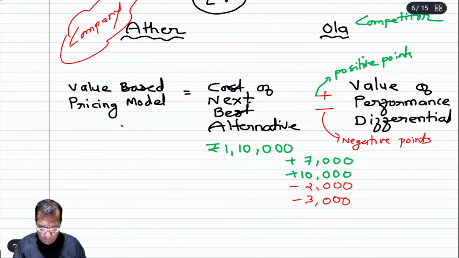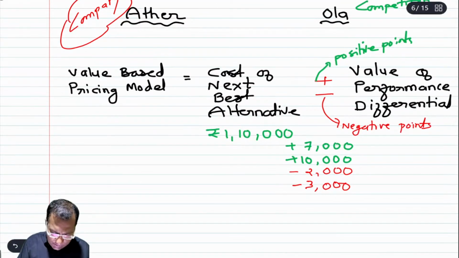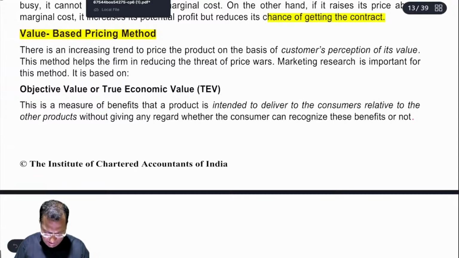While true economic value means I have only one product, one price, and all the features are built into that product. Whether you require that feature or not, you have to pay for it. That is known as true economic value. Clear, beta? So let's do one thing, let's have a reading of the content from the study material.